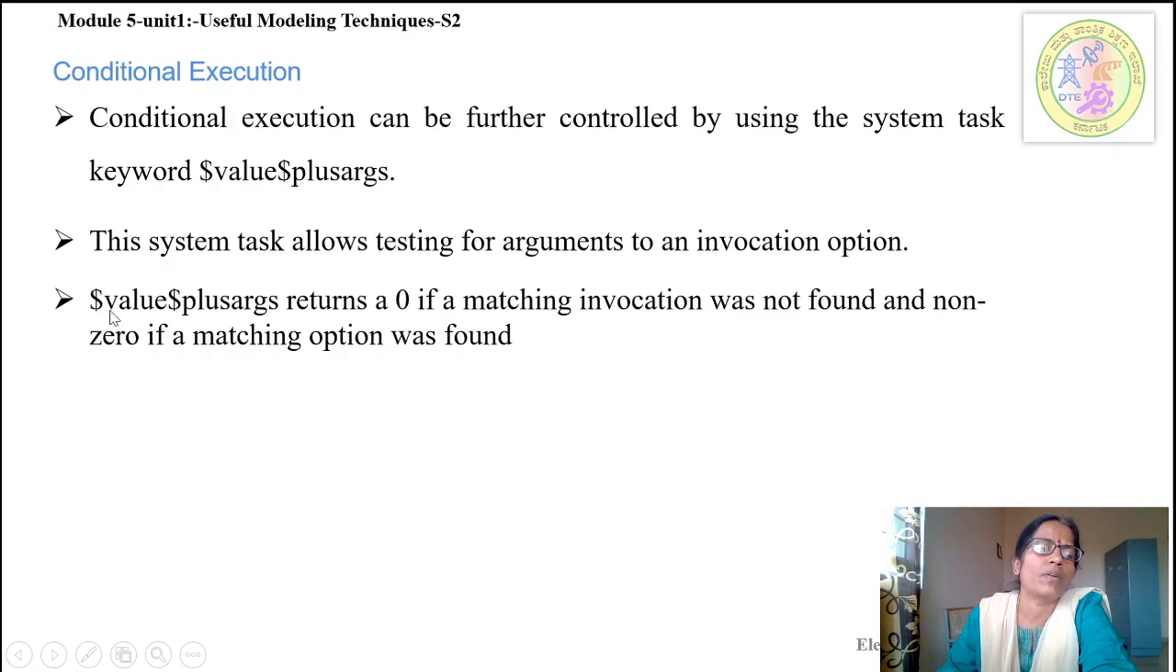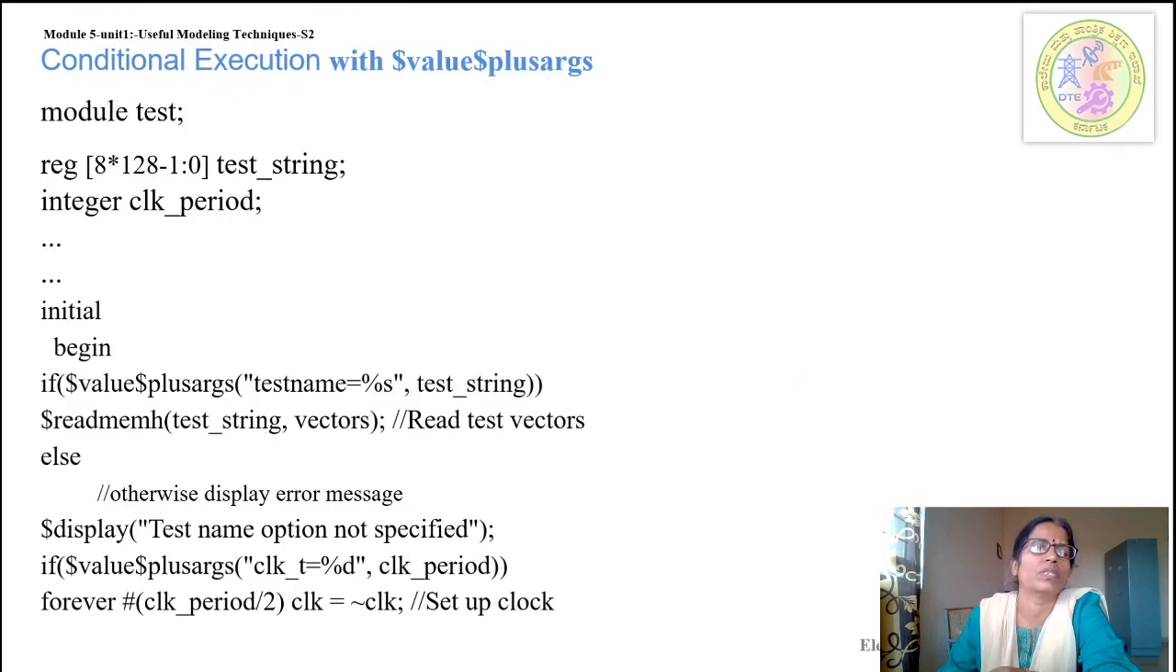The $value$plus$args returns 0 if a matching invocation was not found, and non-zero if a matching option was found. It tests the arguments of the invocation option. Here no matching means a 0 value is returned if the matching invocation was not found, and non-zero if the matching option was found.